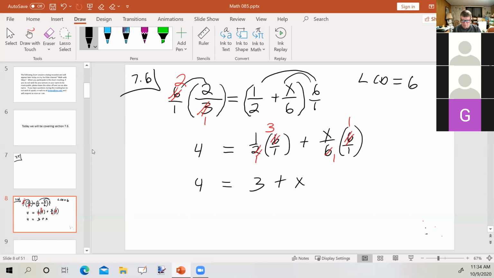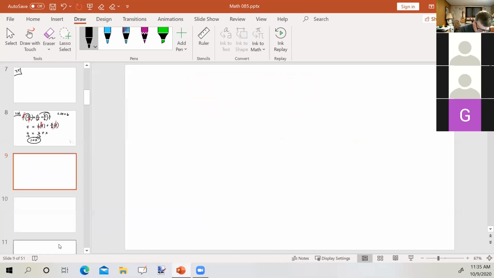Any questions about what I did or what just happened there? No. Okay, so now we have an equation with no fractions. We'll continue. I'm going to subtract 3 from both sides of the equation, and x equals 1. Again, any questions? No, not for me. All right, let's take a look at another problem.